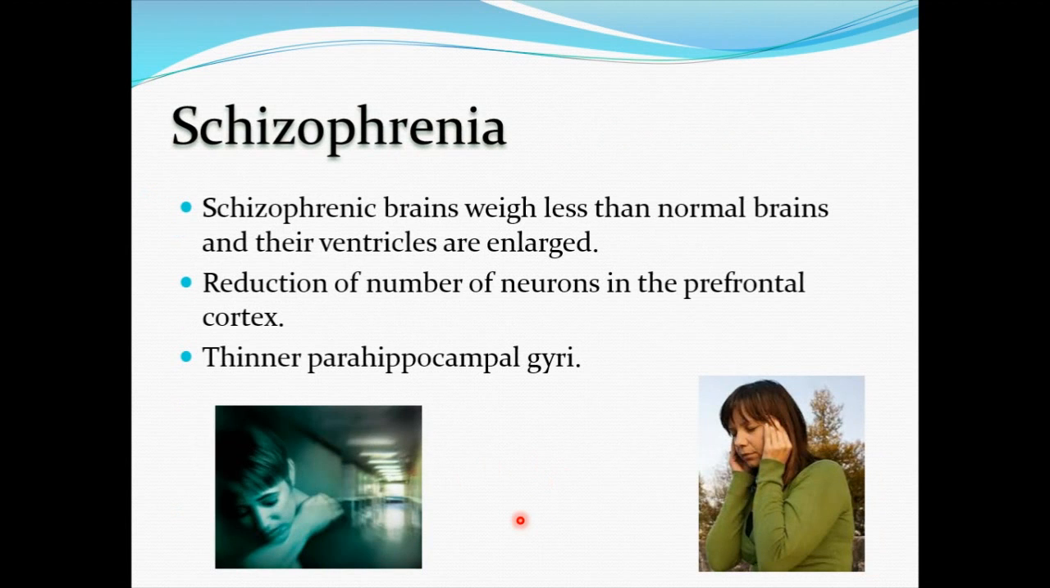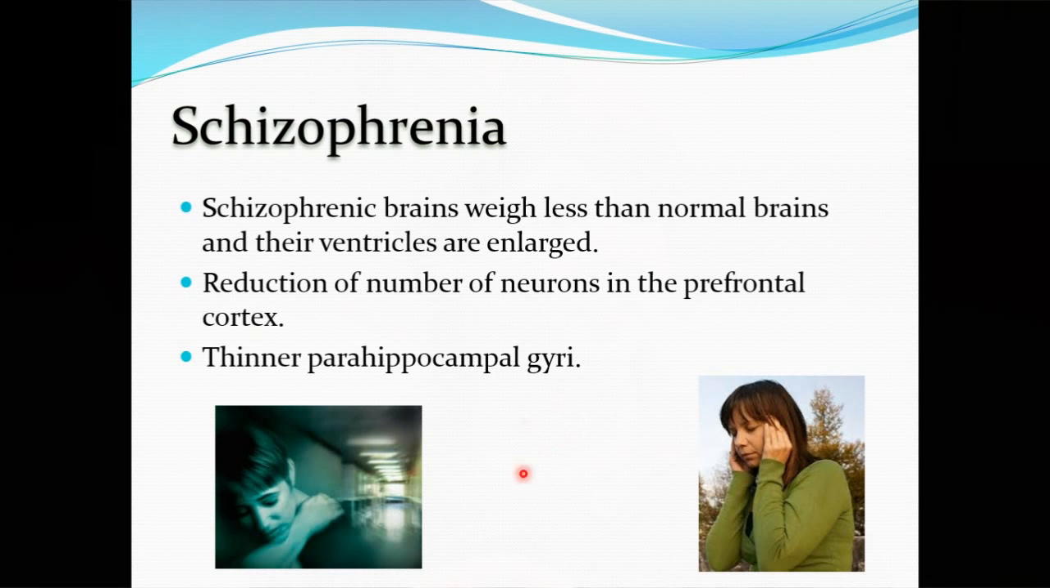Now, just a few interesting things about schizophrenia. Schizophrenic brains weigh less than normal brains, and their ventricles are enlarged. And there's a reduction of the number of neurons in the prefrontal cortex with schizophrenic patients. There's also a thinner parahippocampal gyrus or gyri on both sides. Schizophrenia is another area where there's a lot of research going into it, but there's still a lot of unanswered questions about it.